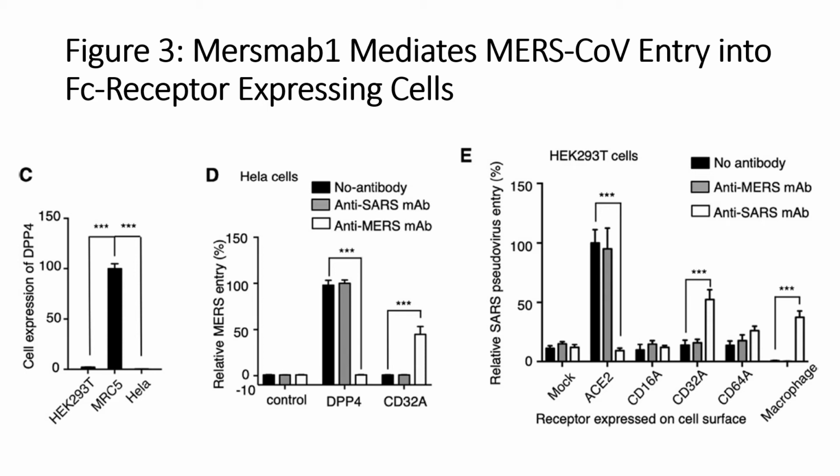But to prove this, they showed in figure 3D that HeLa cells that do not express DPP4 still have antibody-mediated MERS-CoV pseudovirus entry, meaning that the MERS antibody mediates MERS-CoV entry into the Fc receptor expressing cells, but blocks entry into the DPP4 expressing cells. And then 3E further proves this point, basically.